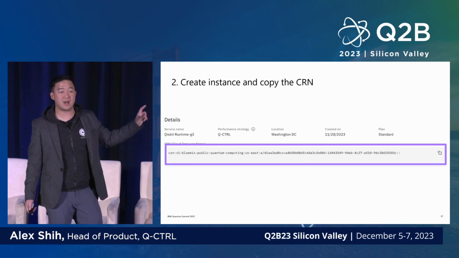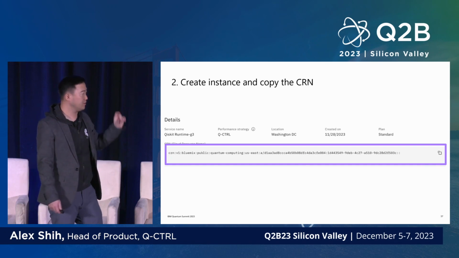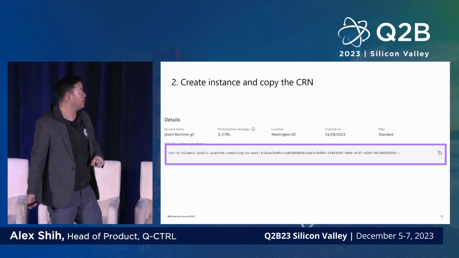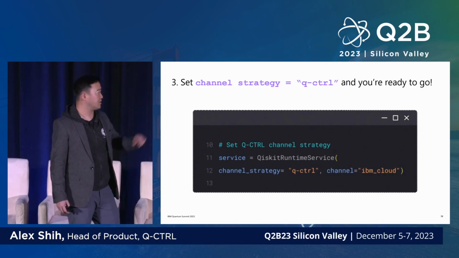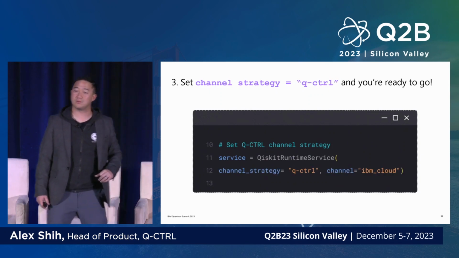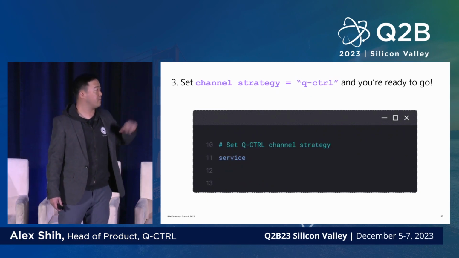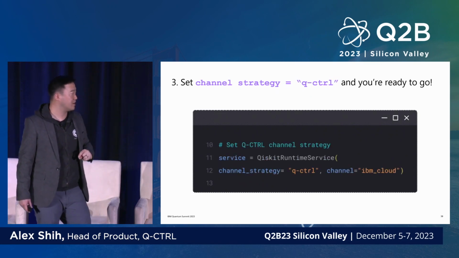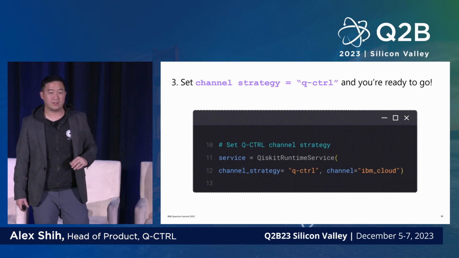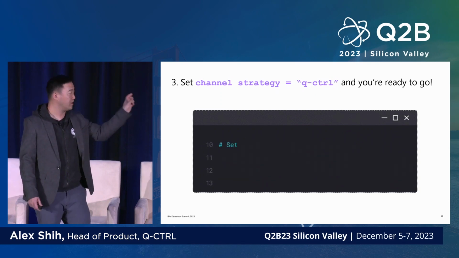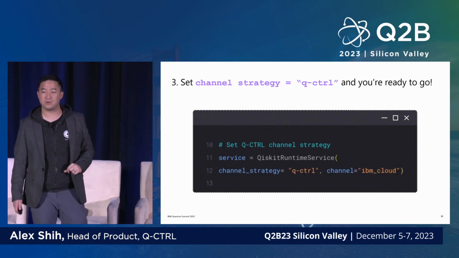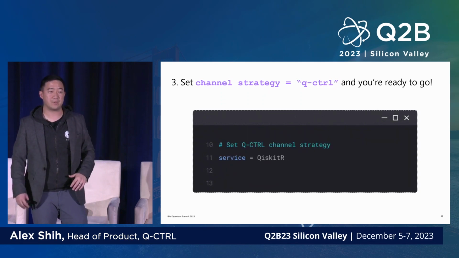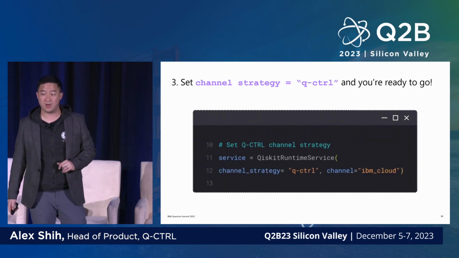This is a one-time thing that you have to do. Once you have that, you set it and forget it. The last step is to enable the channel strategy. If you followed any of the Qiskit runtime notebooks, you are well familiar with setting your service, and you likely will have already set your channel. The only additional thing you have to do is select your channel strategy, set it equal to Q-Control. After that, that's all you have to do, and then you can start to deploy whatever custom scripts that you have.